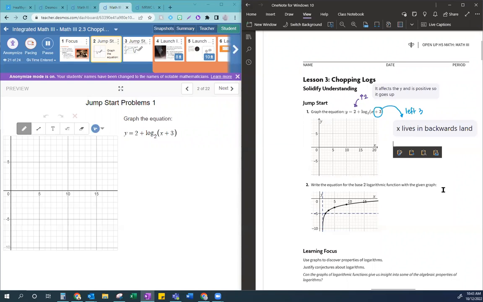So the point that we always use as our starting point, anybody know which point I always use as my starting point? Yeah, I use 1, 0. So this point that used to live here at 1, 0 now is taking directions, right? It's taking directions. Go up 2, left 3, and that's where it lives now.